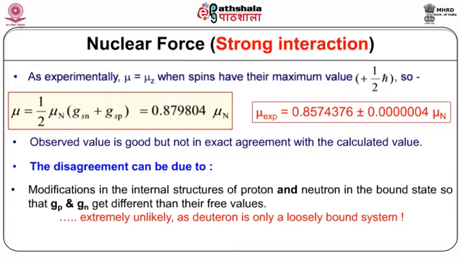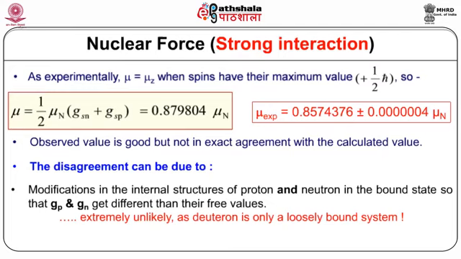So here also we would like to find the magnetic dipole moment, which is equal to mu z when the spins have their maximum value, that is ms is equal to I, and that is equal to plus h bar by 2, which is the maximum value of spin. Mu is given by 1 by 2 mu n (g_sn plus g_sp), that is equal to 0.879804 mu n.